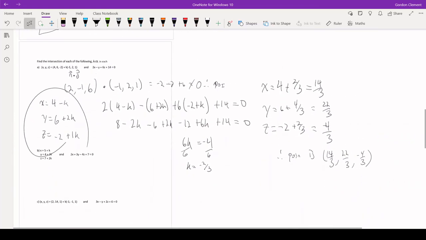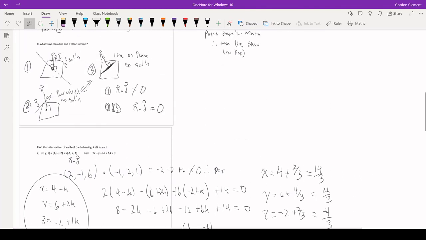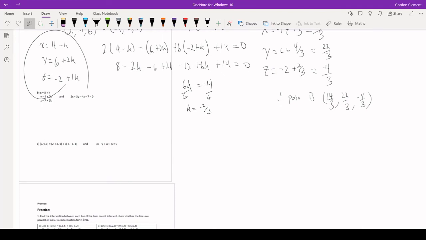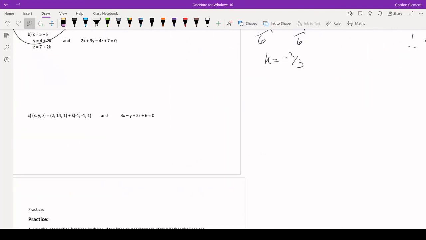Okay, so that is what it looks like when it's a point of intersection. The next two are what it looks like when it's parallel and when it's on top of. So I'm going to have those two examples. There's 3 cases. There's 3 examples. Guess what? I picked one of each. So I'll show you what that looks like next.